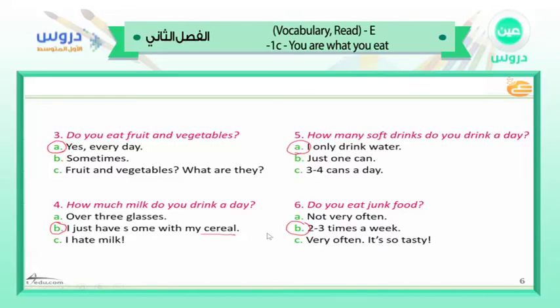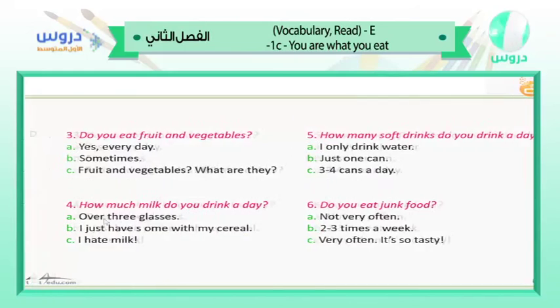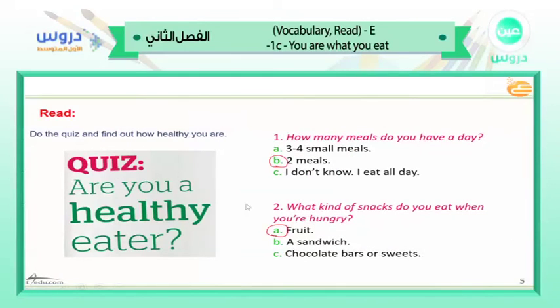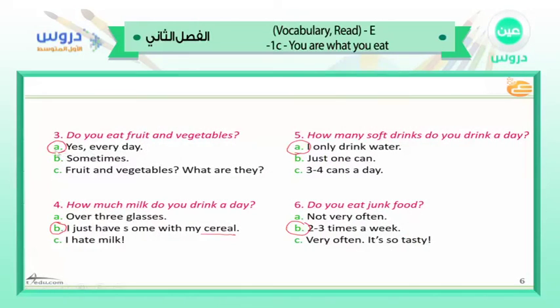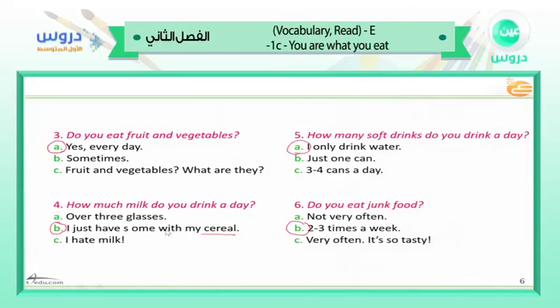This is C. So now we want to count how many A's we have, how many B's we have, how many C's we have. Let's see. For me, I will say this is A. Let's start with A. 1A, 2A, 3A. Okay, I have 3 A's. Let's write it. 3 A's. What about the B?